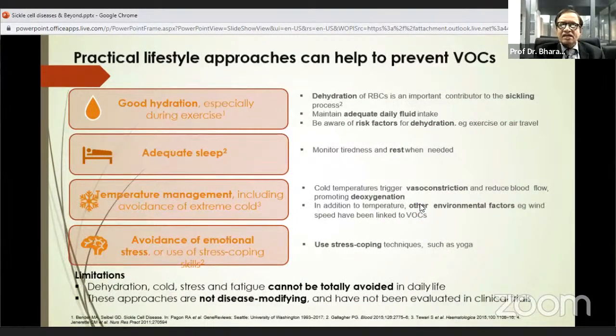So the practical lifestyle approach can help to prevent VOC: good hydration, adequate sleep, temperature management, and avoiding emotional stress. Dehydration, cold, stress, and fatigue cannot be totally avoided in daily life. So these approaches are not disease modifying and are not being evaluated in clinical trials.